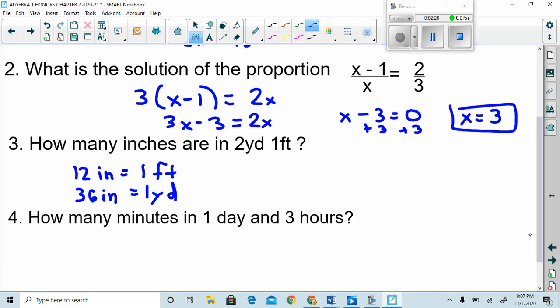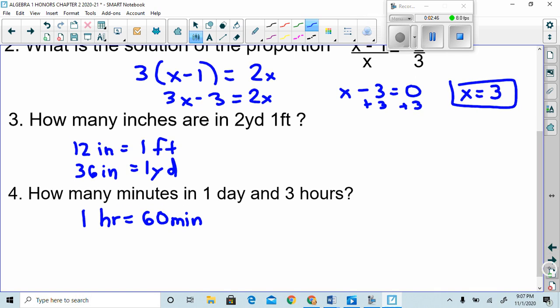How many minutes are in 1 day and 3 hours? We'll stop and think about there are, in 1 hour, 60 minutes. So again, knowing some sort of baseline will help you to convert here as well. And again, I ask you to complete and we'll review.